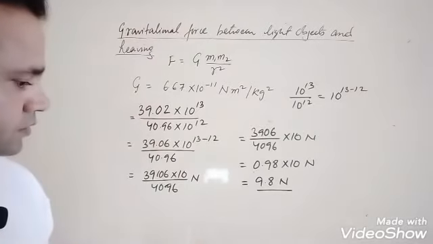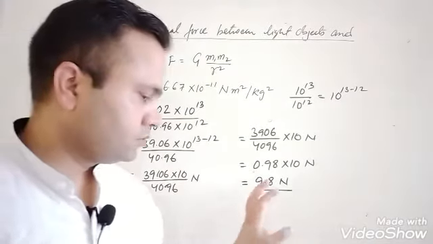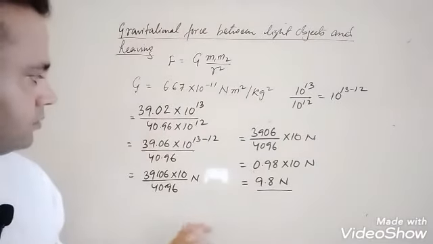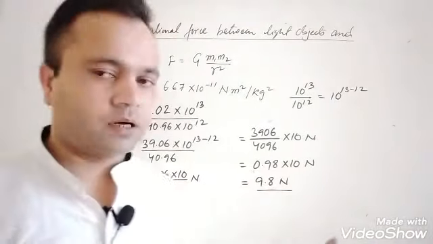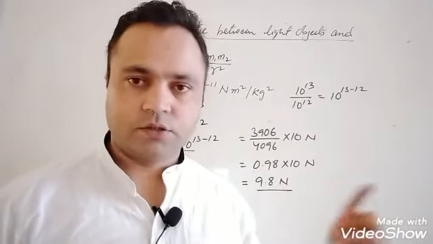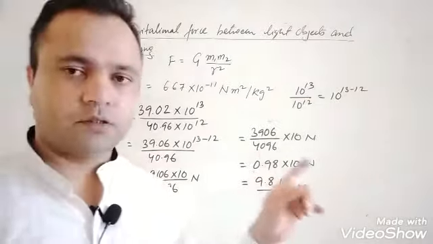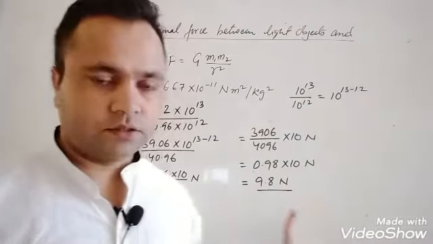We have to consider in this case 1 kg as the mass of the object and 6 into 10 to the power 24 kg as the mass of Earth, and instead of distance, we have to consider the radius of Earth in this situation.